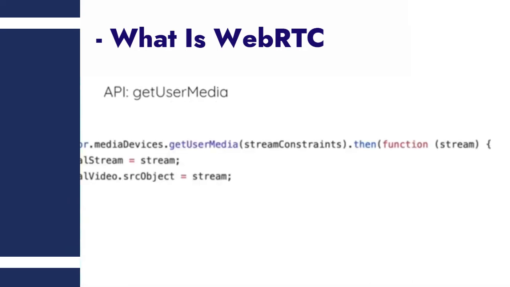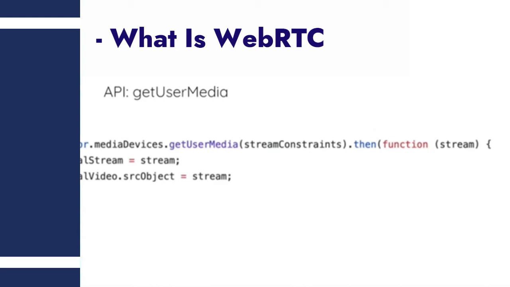The first one is getUserMedia. getUserMedia enables your application to access user media devices. The user will see a prompt asking for permissions. After granting them, the streams of such devices will be available to be used from the code. Here you see an example of how the getUserMedia API is used in JavaScript code.